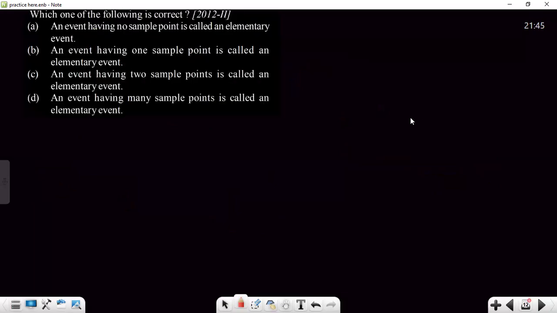So this is a theoretical question asked in UPSC CDS 2012 second paper. An event having no sample point is called an elementary event? No. Can anyone tell me what is a sample point? Gurucharan.